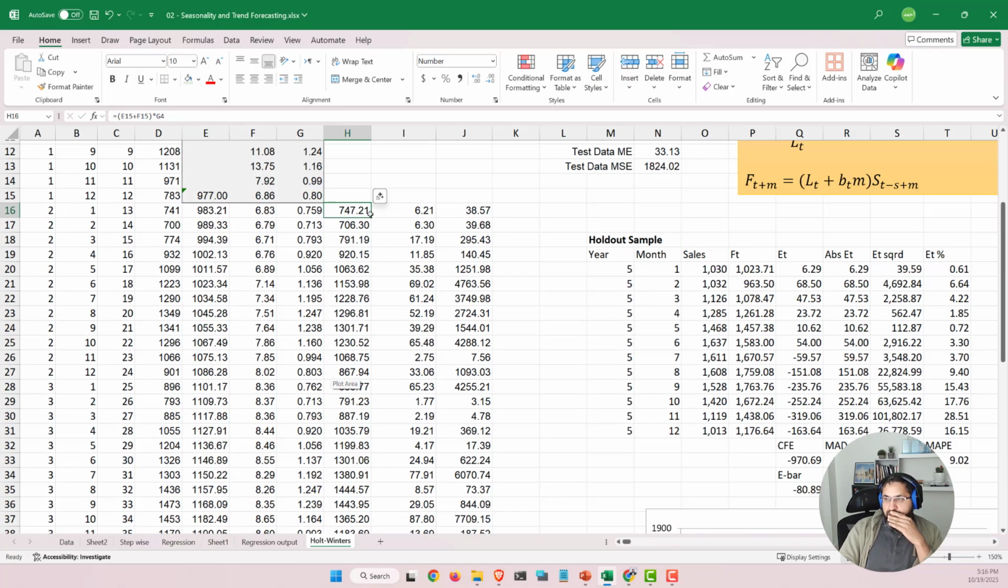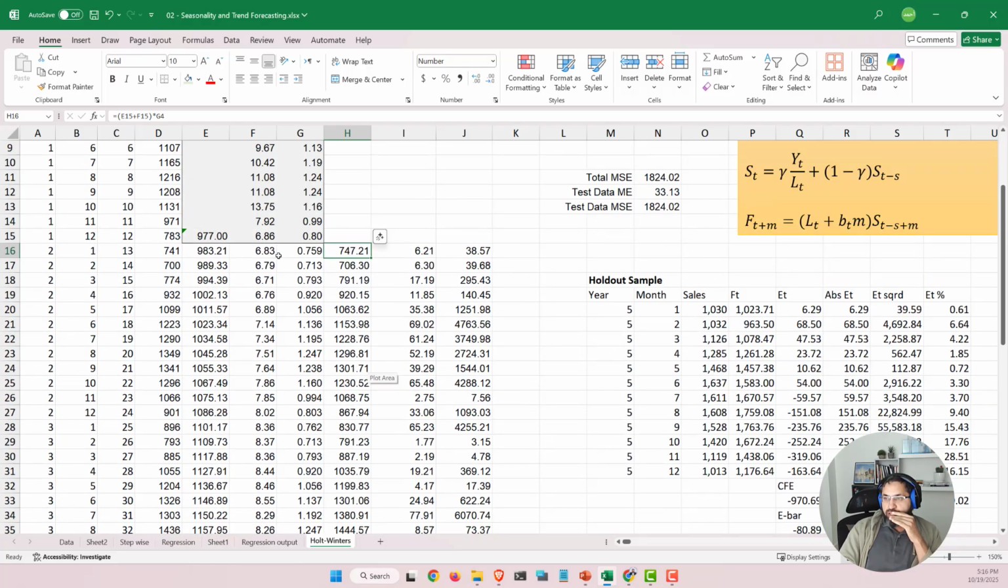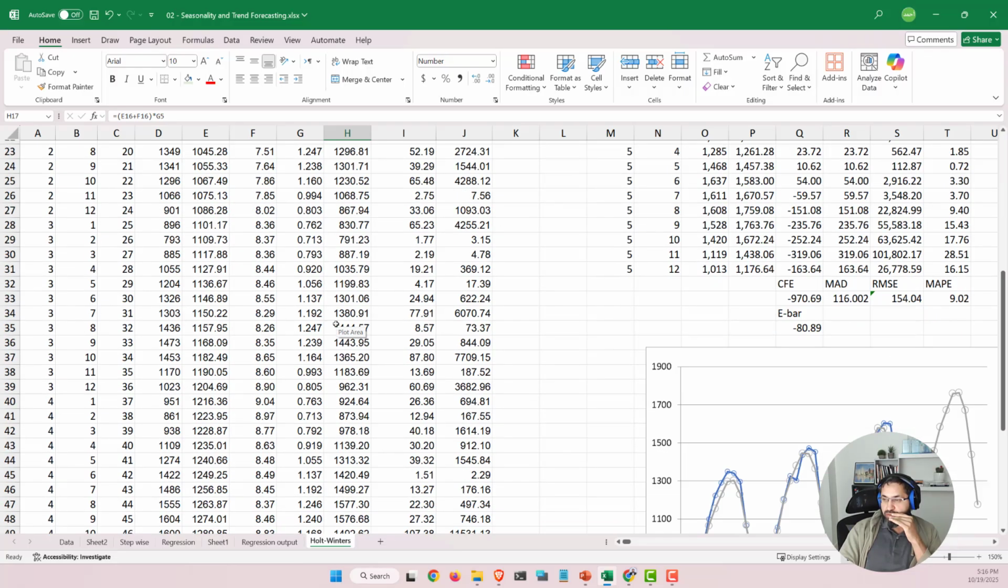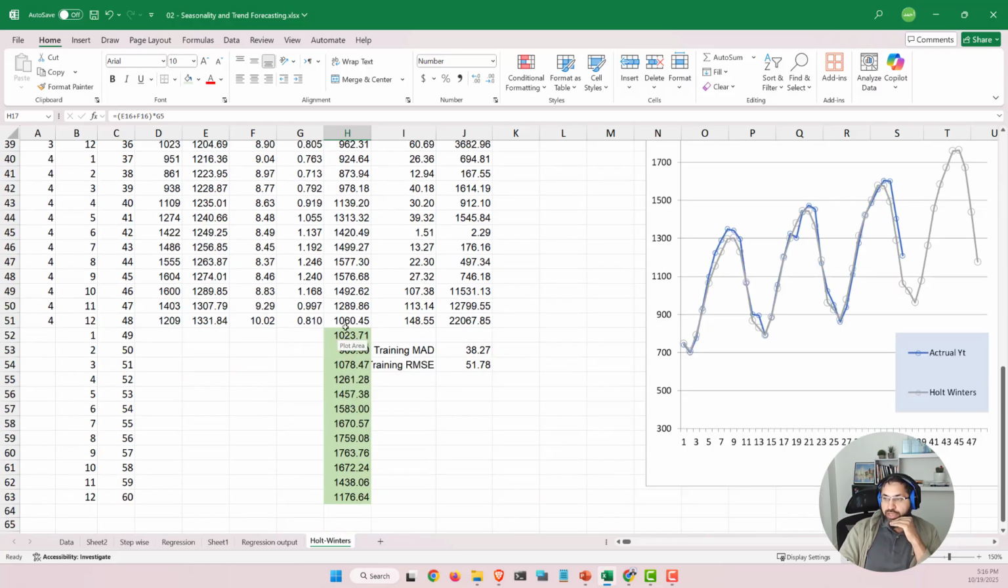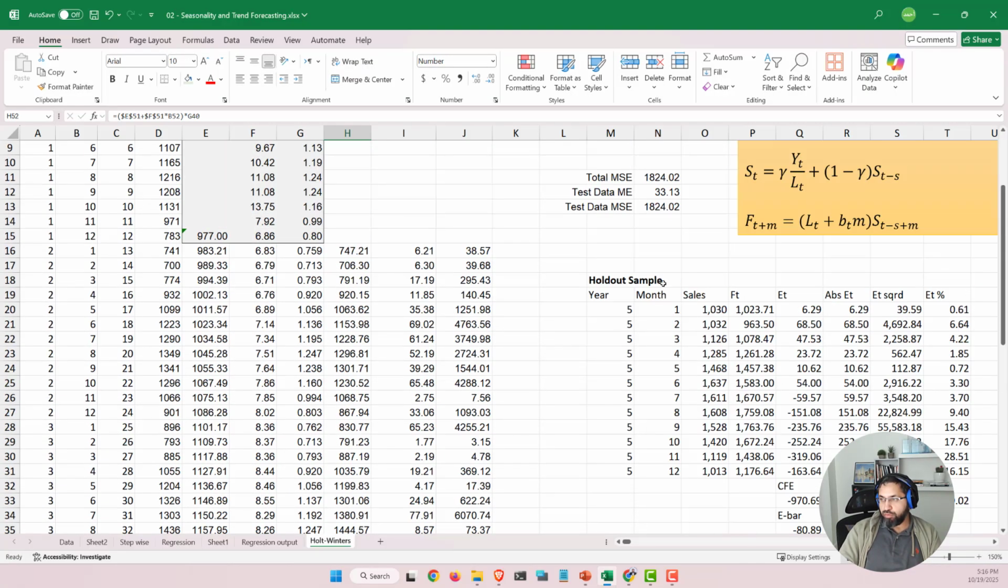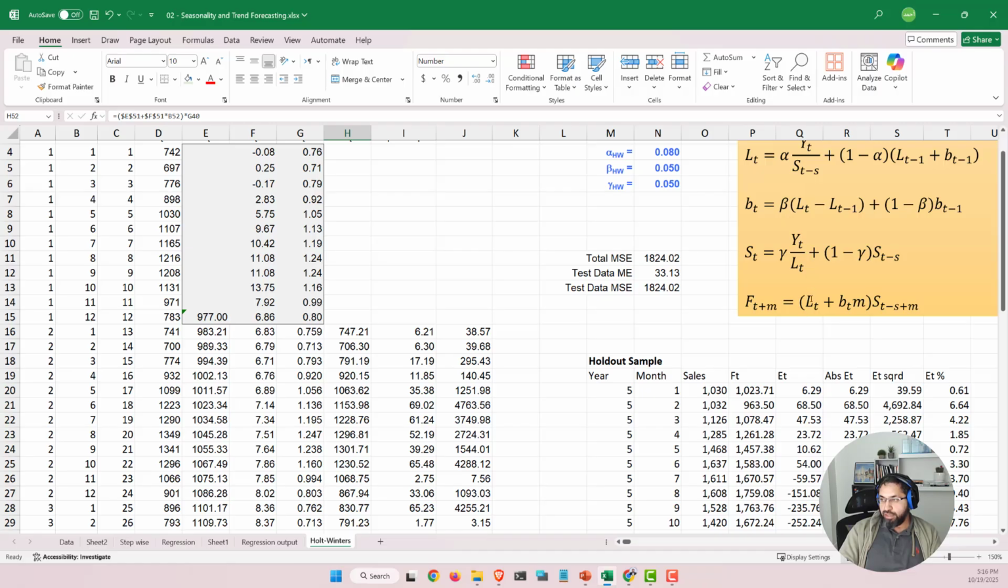Then you can drag these formulas down, like this one down, and this depends on those, so this one down, to get the forecast. When you get to the end of the 4 years, to get the forecast for the next 12 months, you're going to use this formula. You take the latest level you have, the latest trend you have, times M, and then the whole thing times the latest seasonal factor.